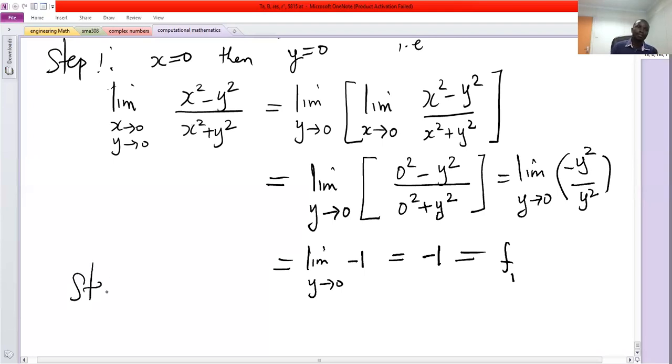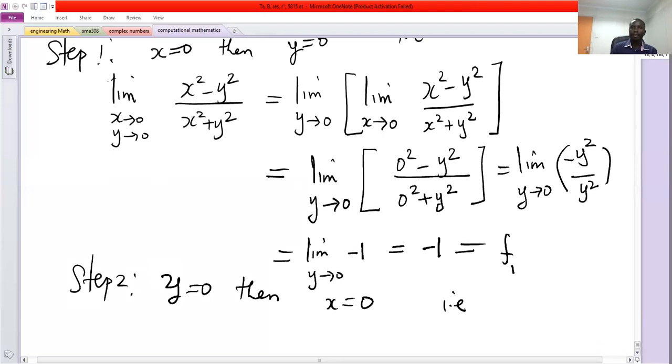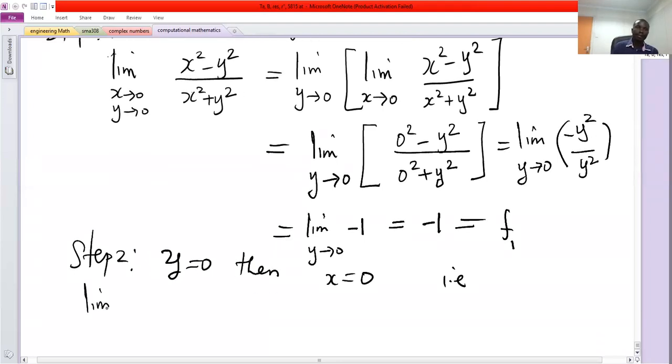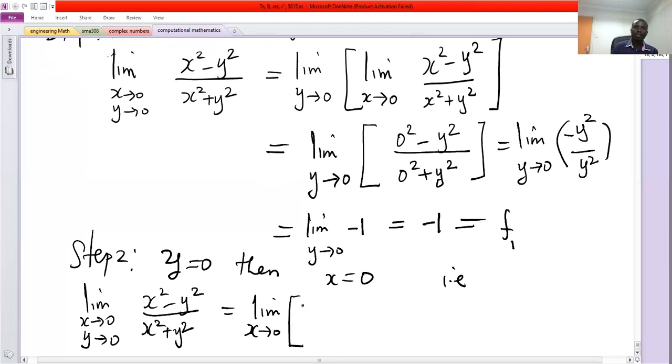Now step 2, you put now y equals 0, then x equals 0, the reverse of the first step, i.e. we have the limit as x approaches 0, y approaches 0 of x squared minus y squared over x squared plus y squared, equals the limit as x approaches 0, then you start with the limit as y approaches 0 of x squared minus y squared over x squared plus y squared.